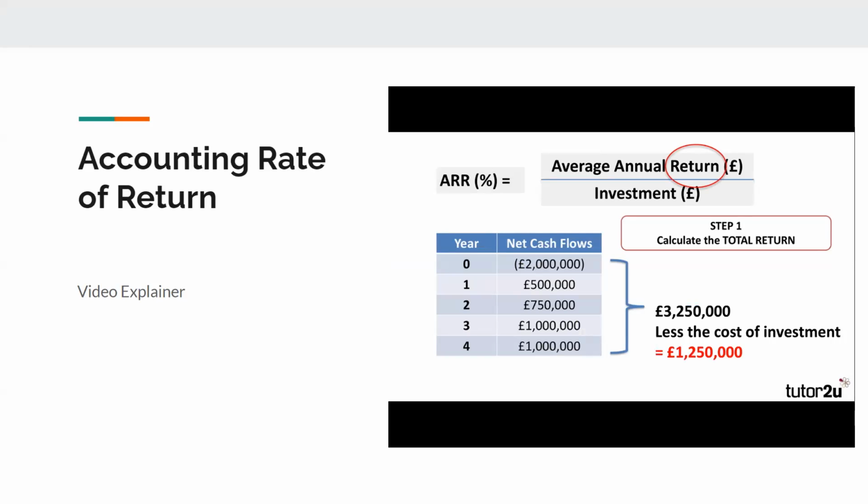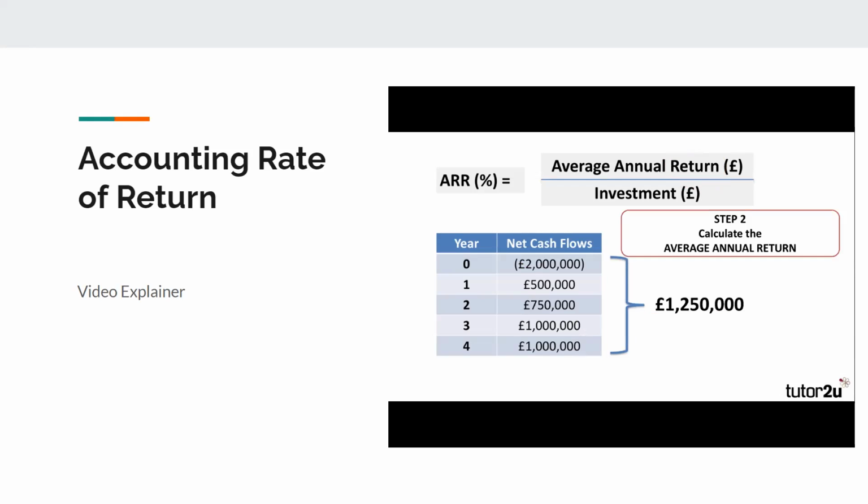So if we add together the 4 years' worth of positive net cash flow, that comes to 3,250,000. That's the 500,000 in year 1, 750,000 in year 2, and £1 million of net cash flow in each of years 3 and 4. So that comes to 3,250,000. But don't forget, and this is often the stage that most students forget, we need to deduct the cost of the investment, £2 million, to give us a total return of £1,250,000. Okay, there it is, that's the total return.